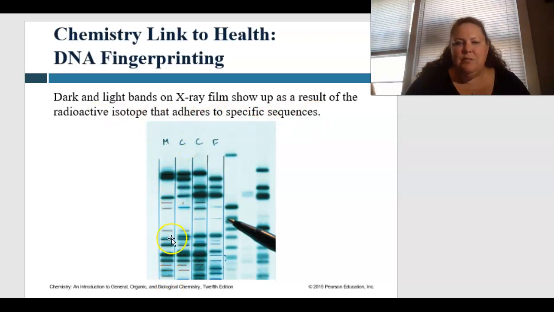Okay, and so we are going to label the suspect, right? And then we're going to be looking for the different bands to see which ones are identical and then be able to catch bad guys. Right, awesome.